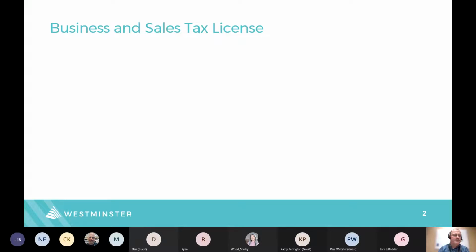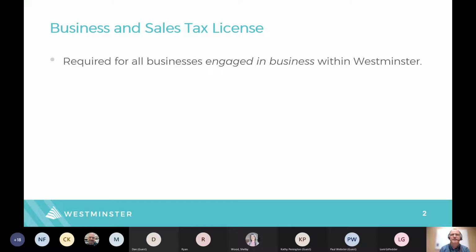So first, in terms of licensing, a business and sales tax license is required for all businesses that sit inside of the city and some businesses that sit outside of the city. So it all depends on the definition of engaged in business. I assume most of you are probably either already located in the city or thinking of being located in the city. But if you aren't, if you just ship items into our city by UPS, you don't have to be licensed, although we prefer you to be.